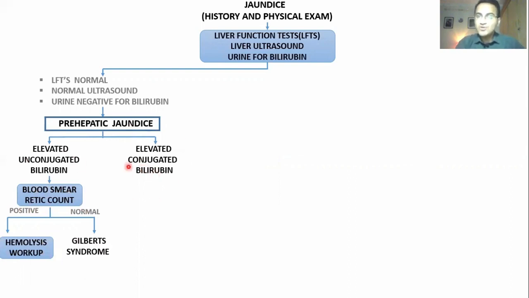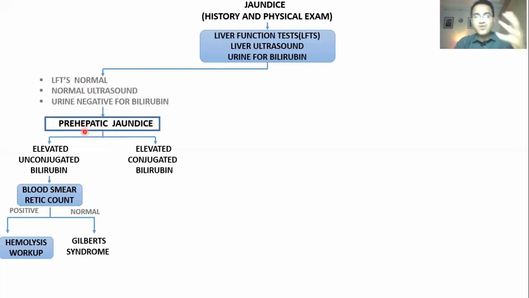Coming toward elevated conjugated bilirubin. Elevated conjugated bilirubin will appear in urine, and urine will be positive for bilirubin. But you will be thinking that why are we classifying conjugated bilirubin elevation under the heading of prehepatic jaundice? Actually, when you did LFTs and LFTs were normal, it means hepatic cause was excluded. You did ultrasound, ultrasound was normal, post-hepatic causes were excluded. If it is not a hepatic cause, if it is not a post-hepatic cause, then it is most probably pre-hepatic.